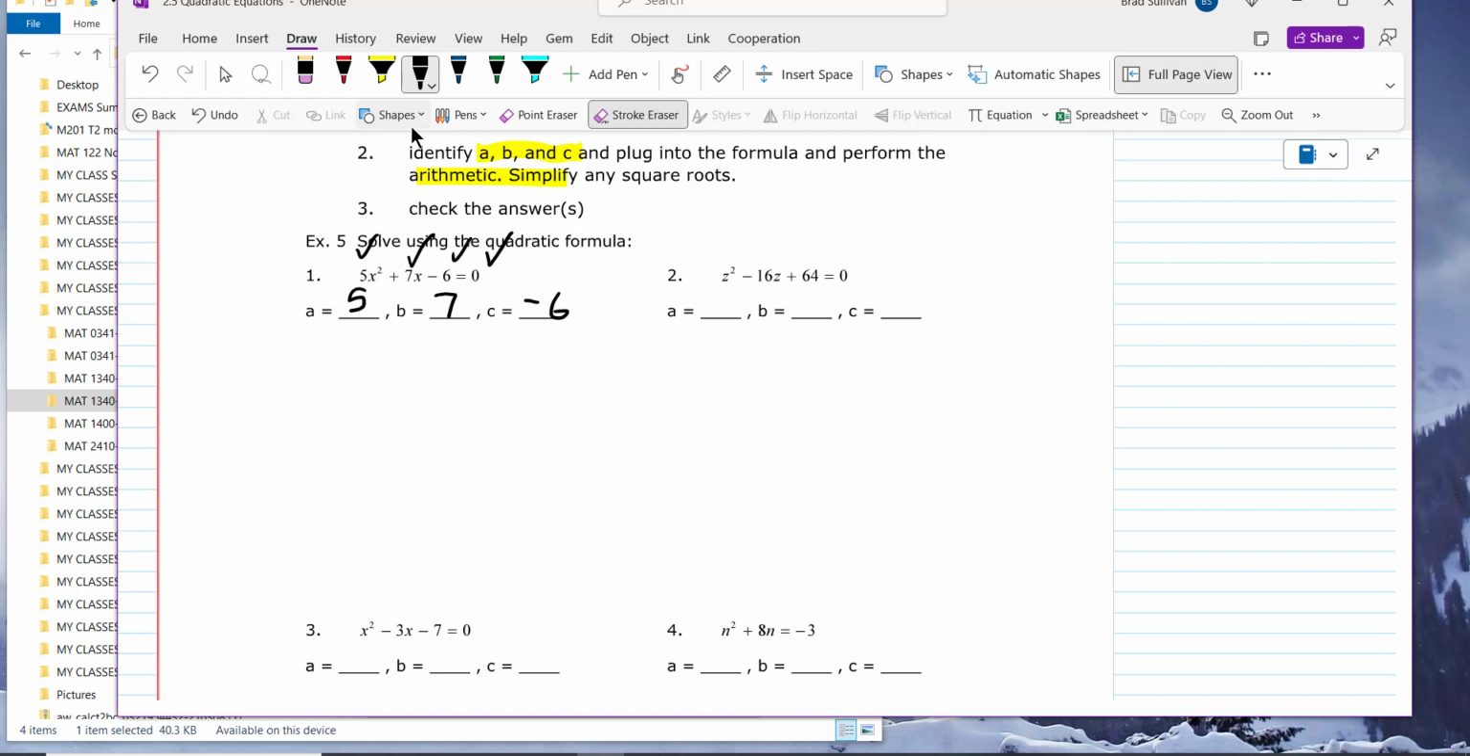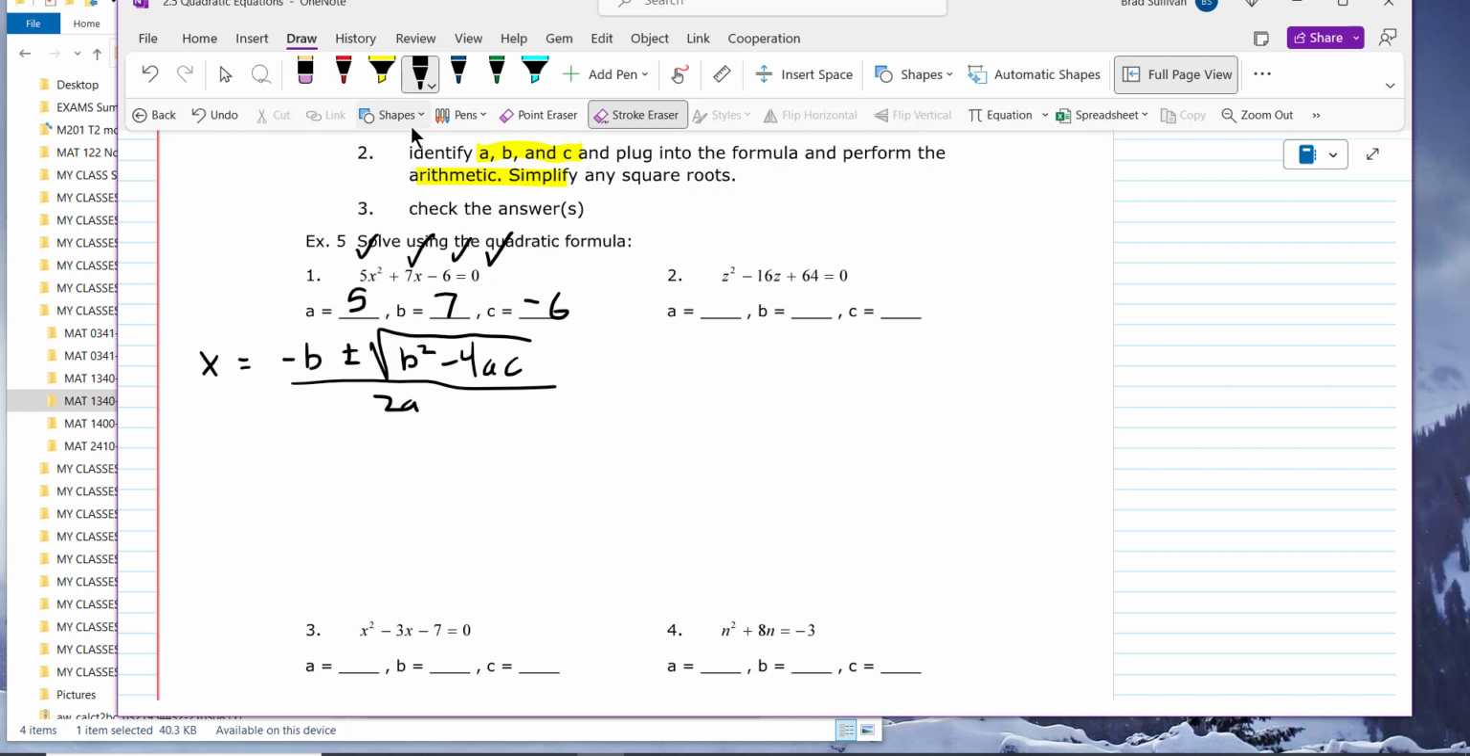Okay? All right, now for this problem, go ahead and write down the quadratic formula. You won't have to do it on every problem, but it goes -b plus or minus the square root of b to the second minus 4ac all over 2 times a.